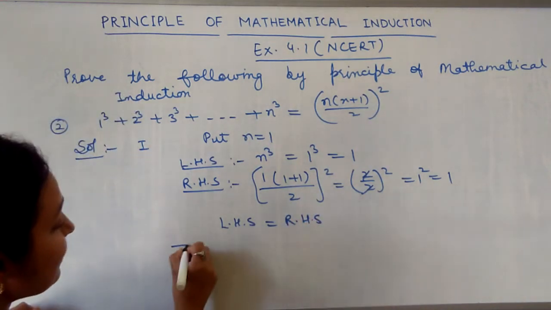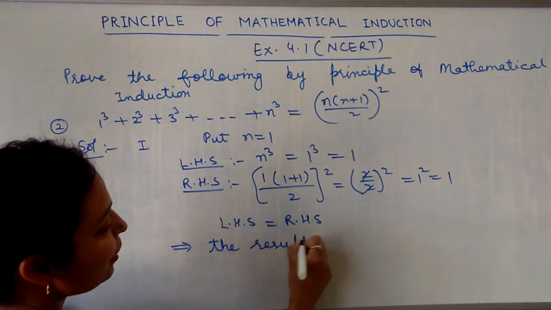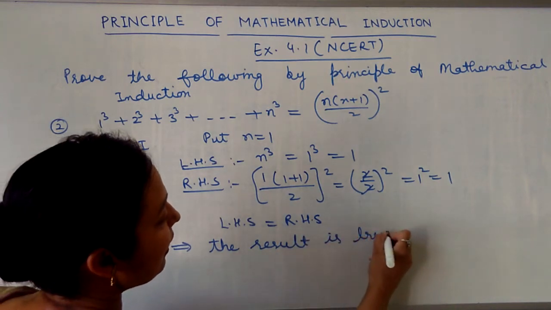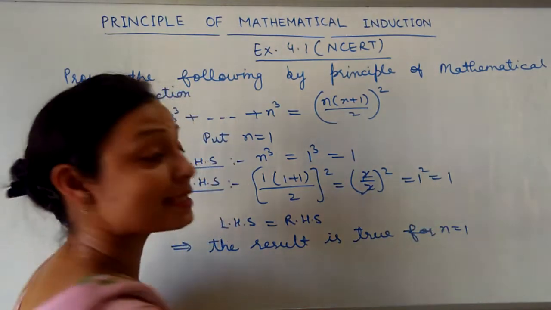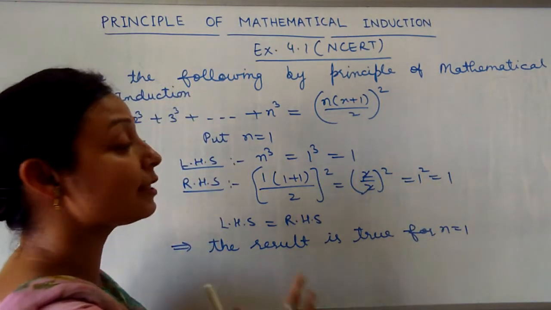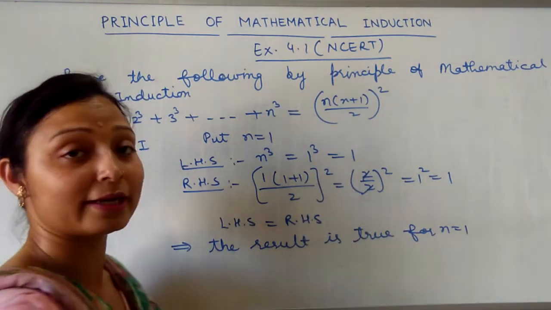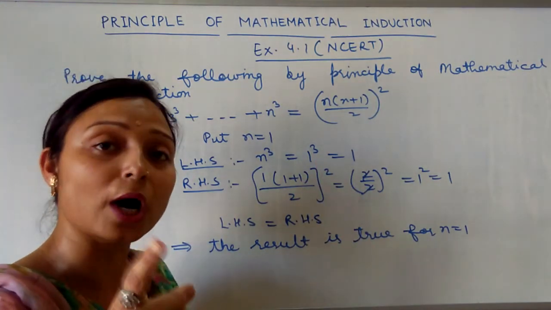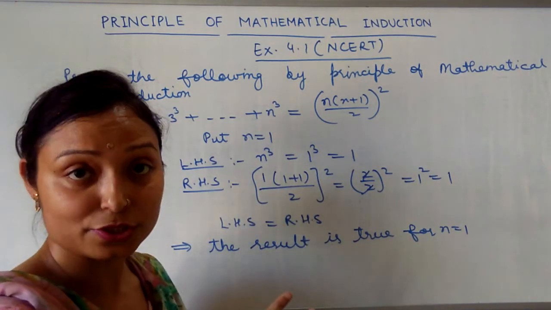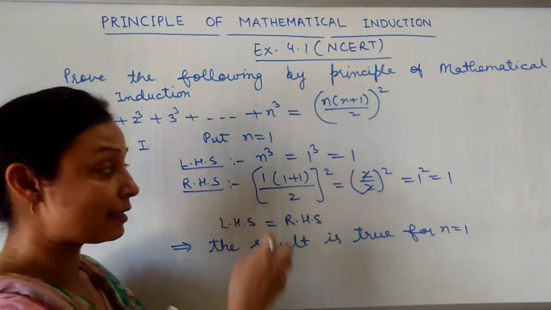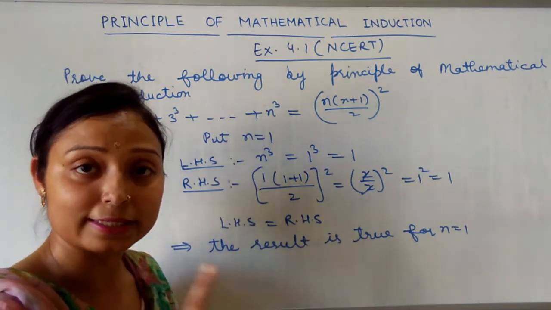And this implies the result is true for n equals to 1. Always the result is true for n equals to 1. Always. If there is no match of left and right hand side, this means you are wrong. There is some error in the simplification. So check it again and see that left hand side should be equal to the right hand side.